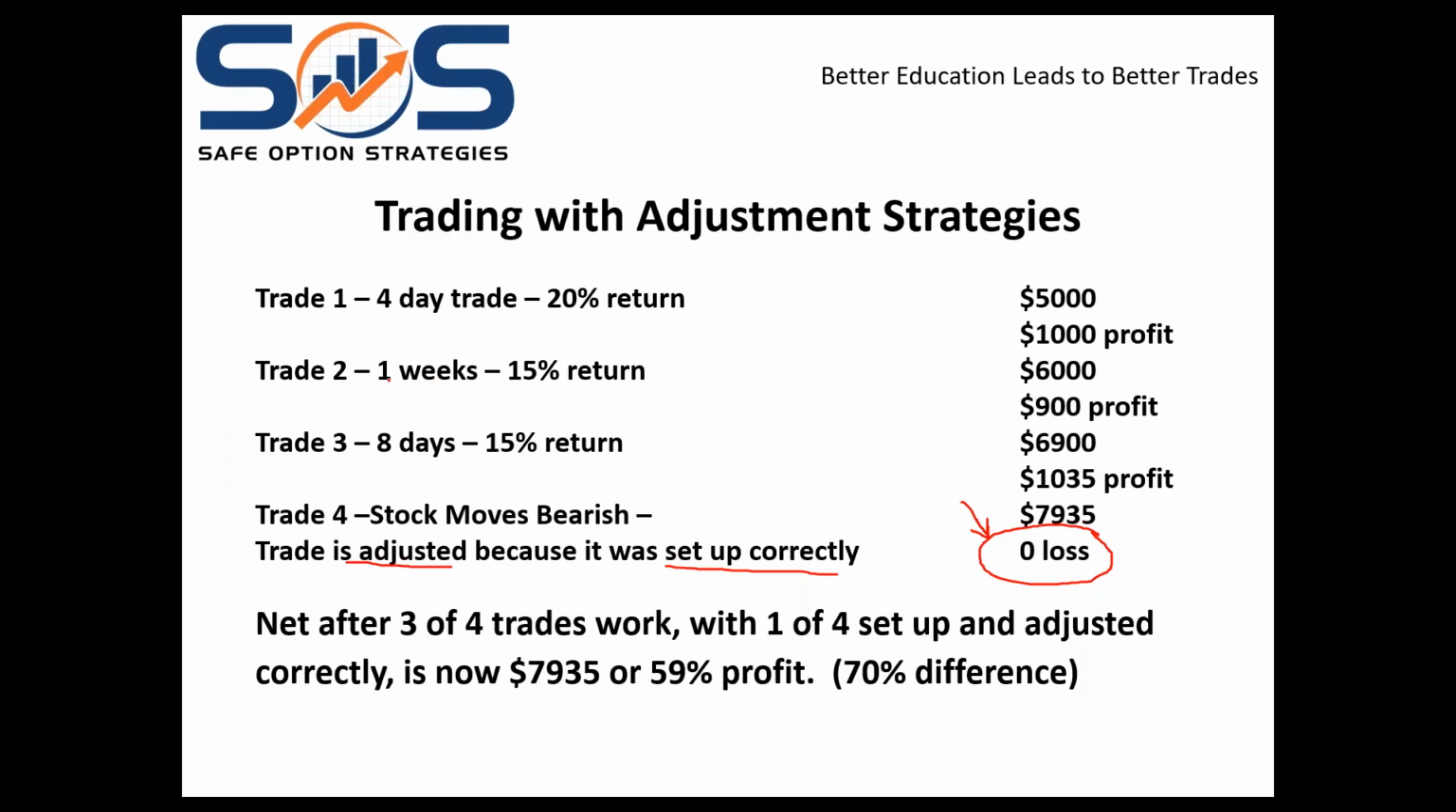Instead of being down 13, 14% in a portfolio after 3 out of 4 trades went our way, we could be up 60% in a portfolio after 3 out of 4 trades went our way. And that's how you turn what could be a losing portfolio into a winning portfolio.